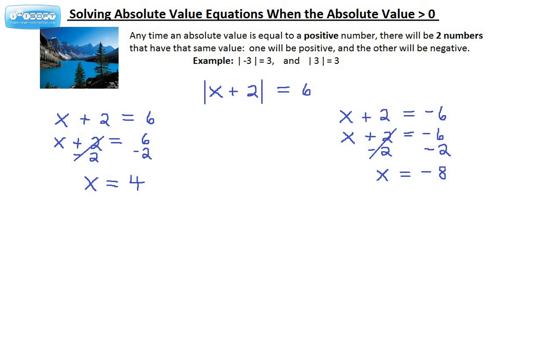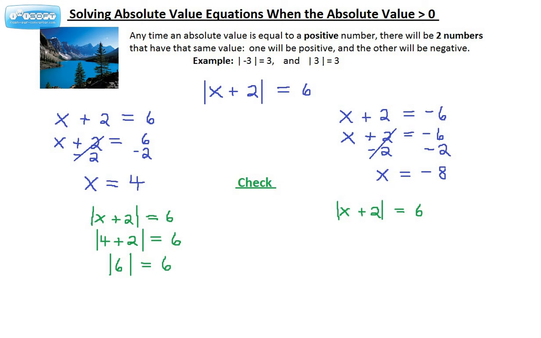But let's check our solutions in the original equation. Here I've written our original equation twice, and we want to check each of our solutions. So let's first do the equation on the left. Let's substitute 4 in place of x and then work this out. We'll work out what's inside our absolute value. Now let's take the absolute value of 6. This is true. The two sides are equal. 6 equals 6. This confirms that x equals 4 is one of our solutions.